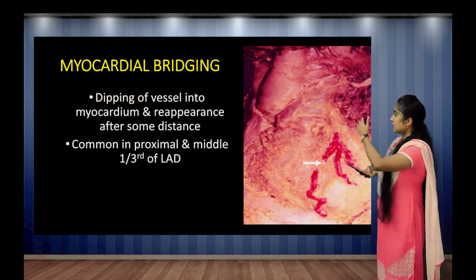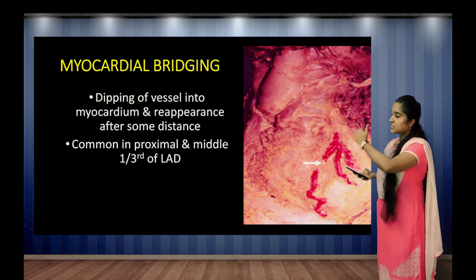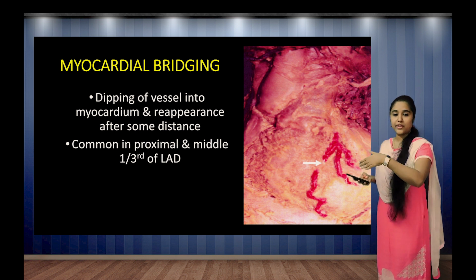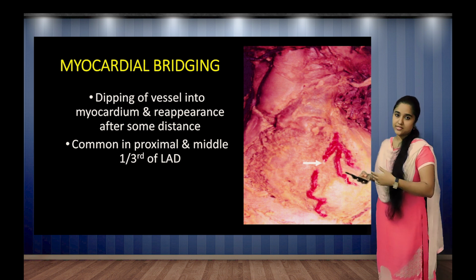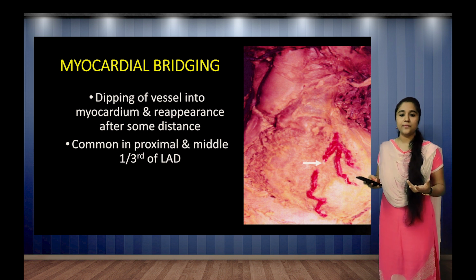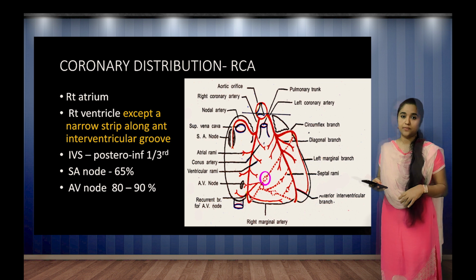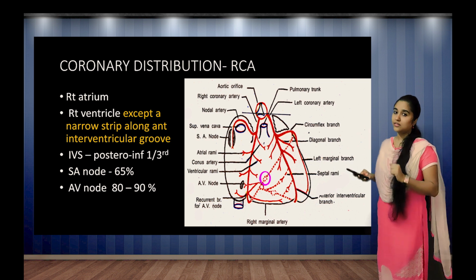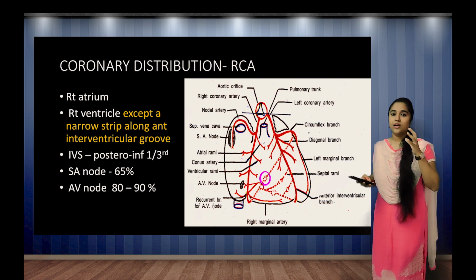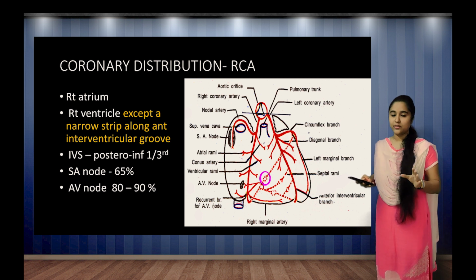You can see the artery, then that artery is running for a short distance, then it is dipping into the myocardium and then reappearing after some time. So, it is most commonly seen in the proximal and the middle one-third of the left anterior descending artery. Now, let's see the coronary distribution, that is which all areas are supplied by the right coronary artery.